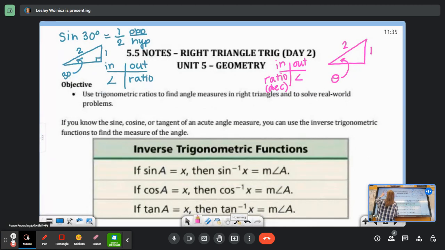So if I take inverse sine of 0.5, I get a 30-degree angle. So I feed it the ratio, and it gives me the angle. That's what we're doing. Okay, so we can do it for sine, we can do it for cosine, and we can do it for tangent. It just undoes the other function. Okay, perfect.